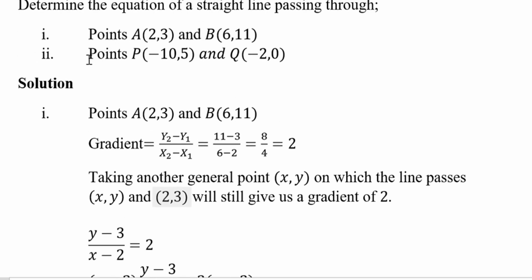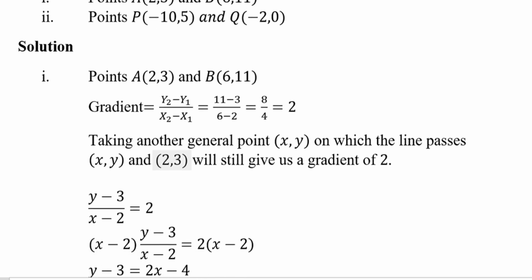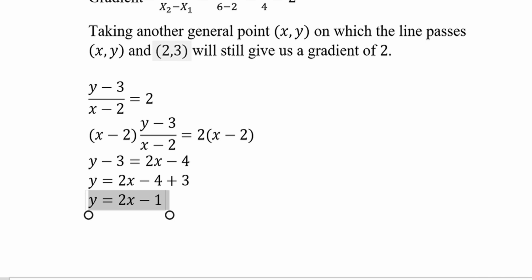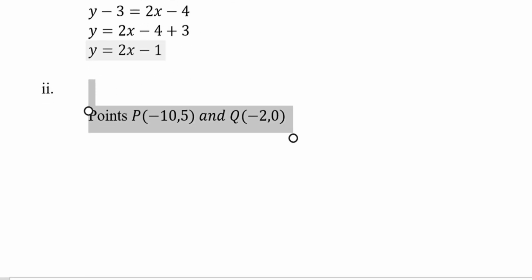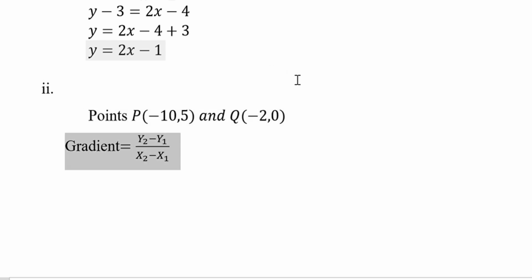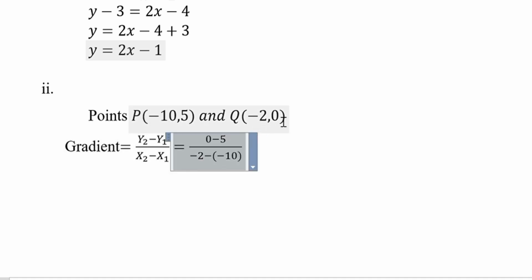The second question wants us to find the equation of a straight line passing through points P and Q. So first thing, as usual, is to get the gradient. So we shall say gradient is equal to y2 minus y1 over x2 minus x1, which is equal to the y coordinate here is 0 minus the y coordinate here is 5. So 0 minus 5 over the x coordinate here is negative 2 minus the x coordinate here is negative 10.